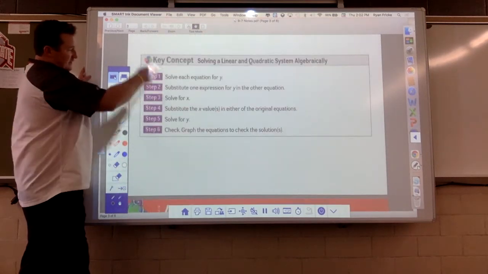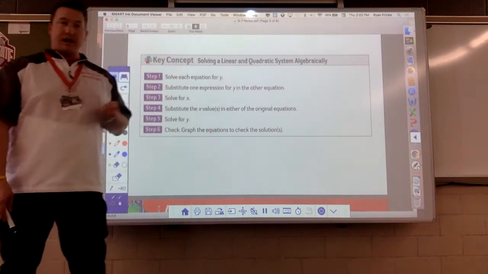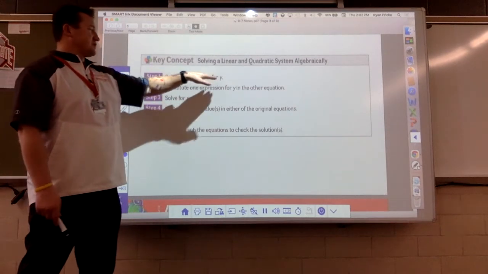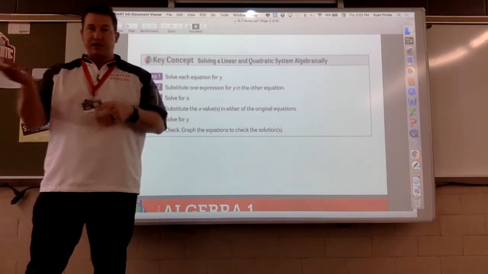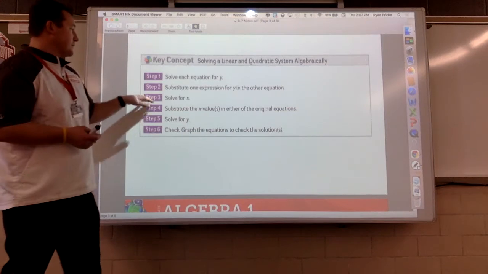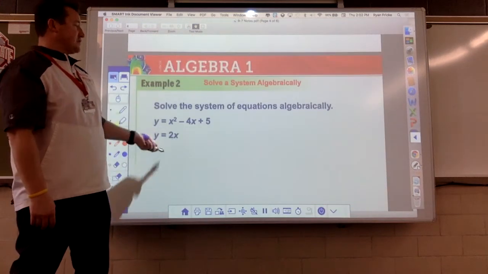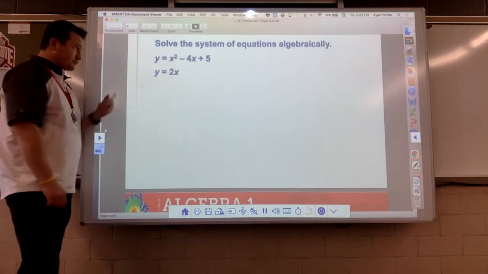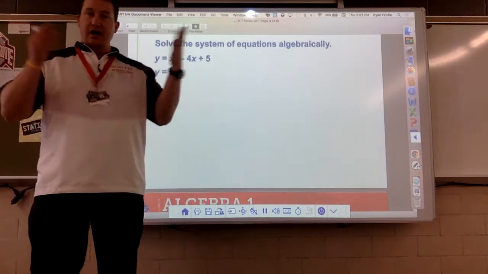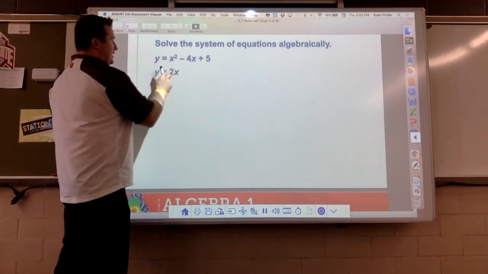So if you're a step person, here are the steps to solve these systems algebraically. We're going to solve each equation for y, then we're going to substitute one expression in for y in the other one, and then we're solving for x. This is why we solved so much stuff. All right, here we go. Best case scenario: this one, already both solved for y. Great, good news. I know that y is equal to this and y is equal to this.